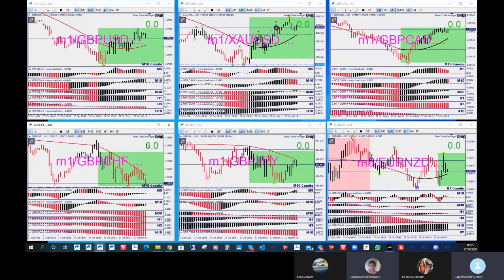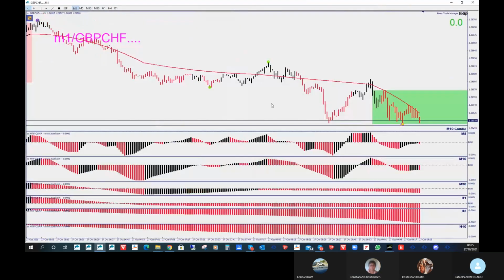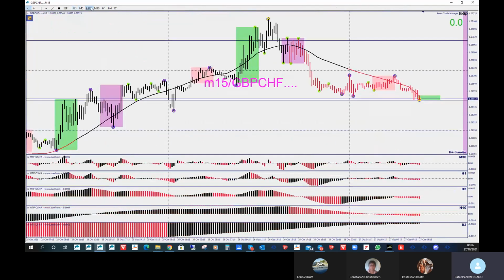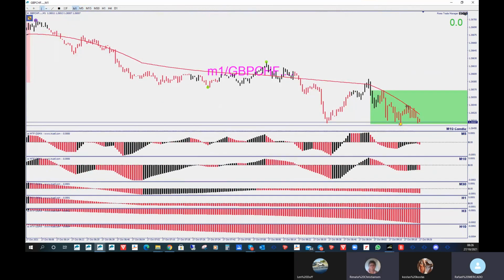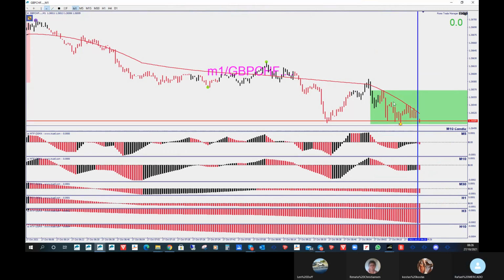Okay, pound Swiss is giving us an entry now. The 15 minute has a 3 ball, so that stopped me from entering at that point. Maybe it's going to be repainted. I'm going to make lines here to see how that plays. Up, up. That was my entry.